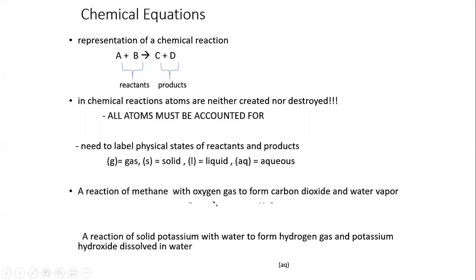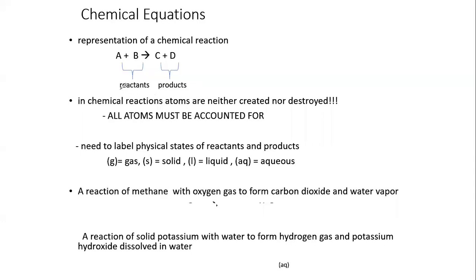So with chemical reactions, which are actually chemical changes, we use chemical equations. You can think of chemical equations as recipes for chemical reactions. Just like you have a recipe to make a cake or cookies or a meal, you have recipes for chemical reactions. And the recipe is made up of two components.